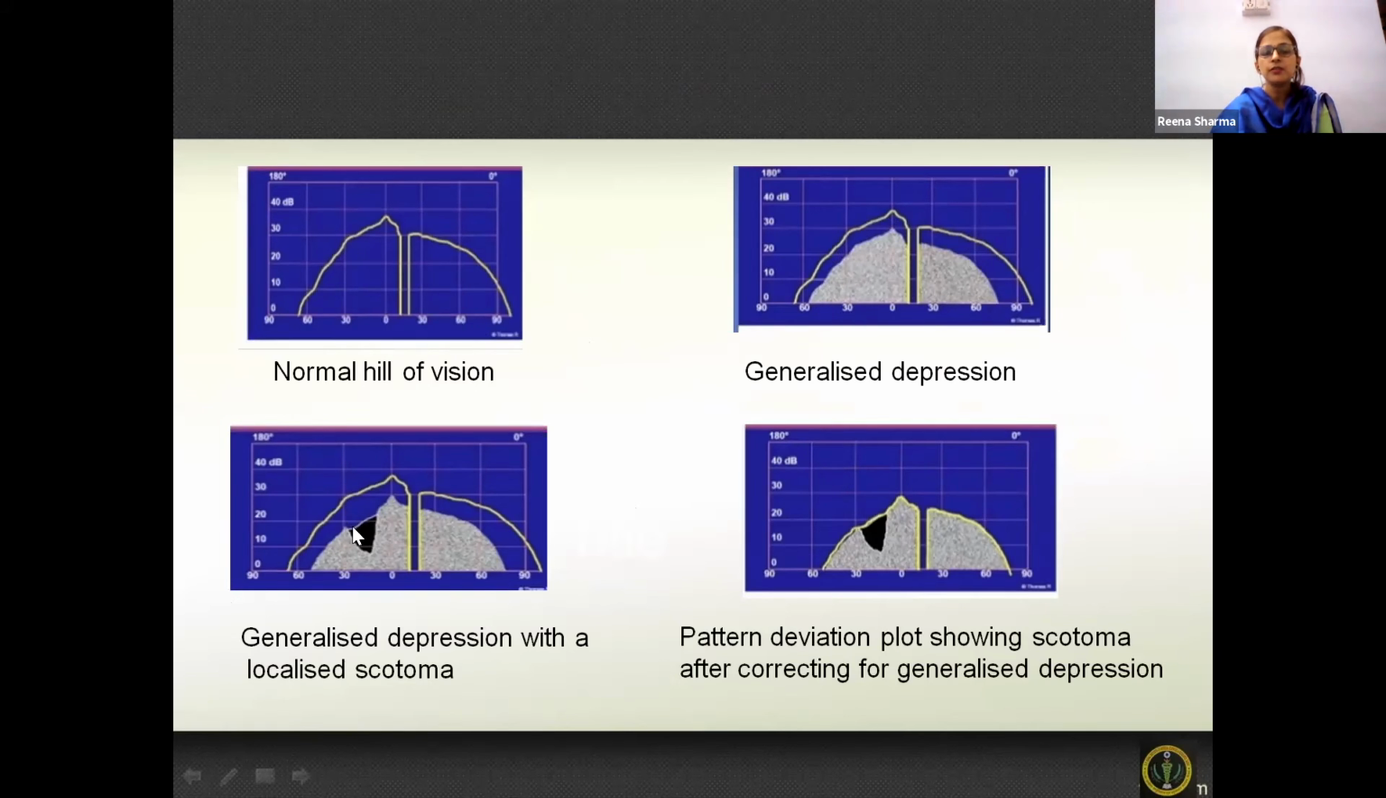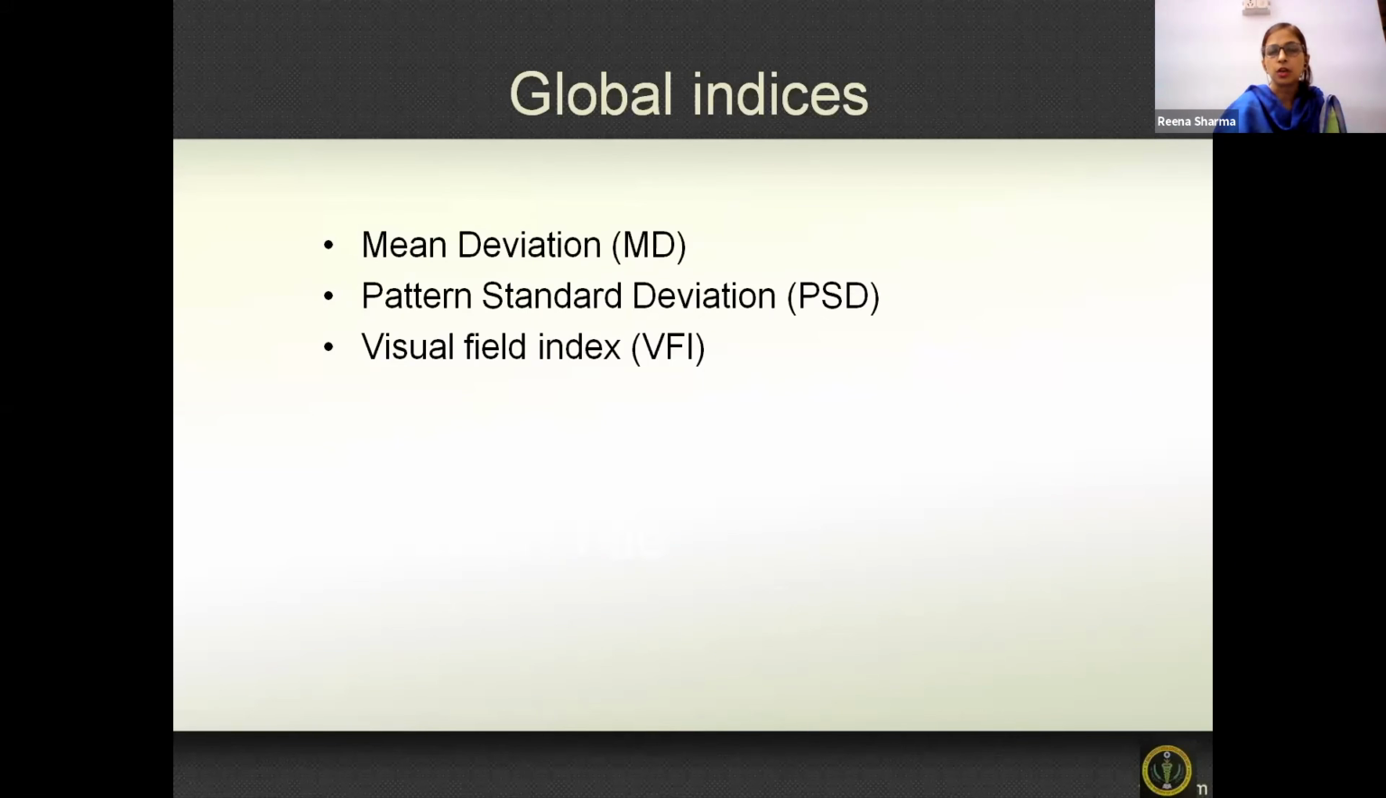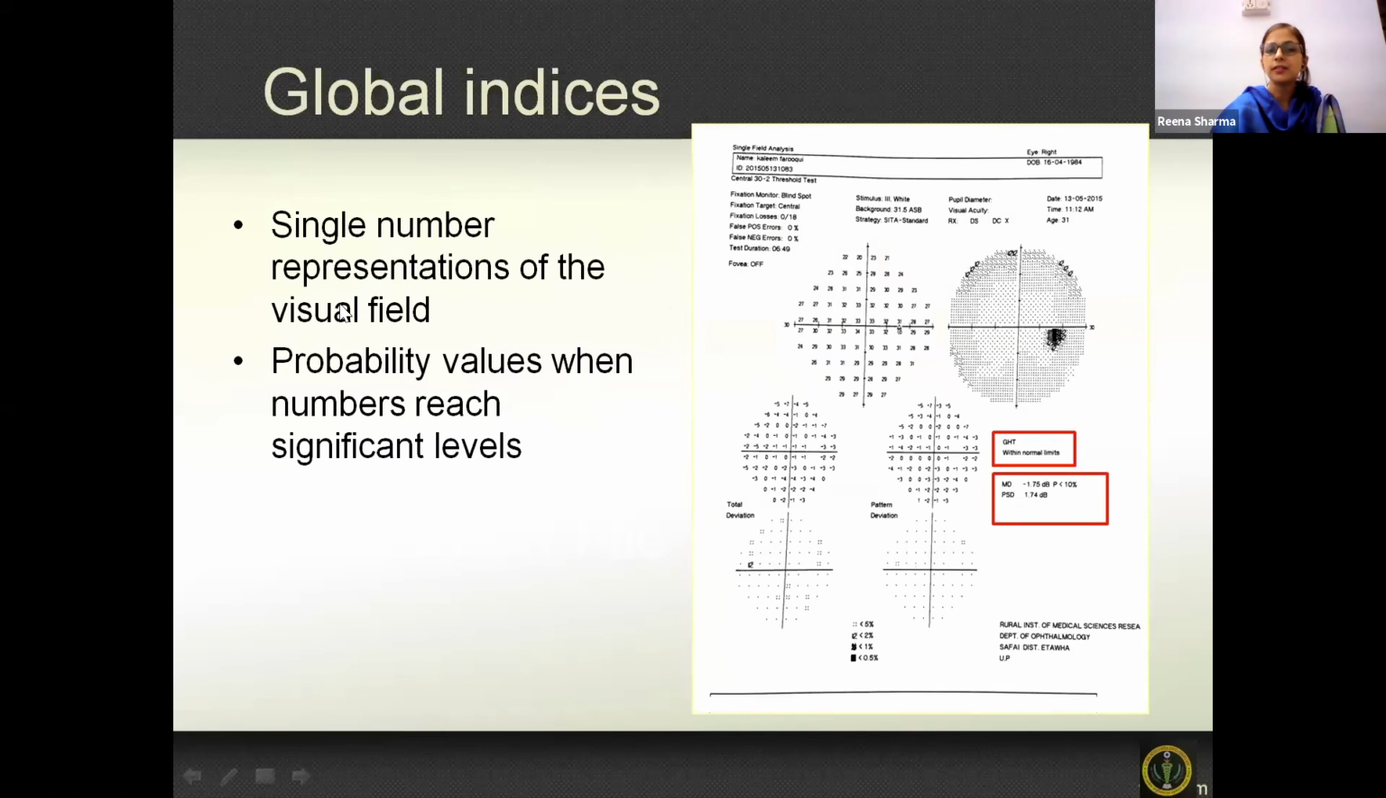And if this generalized depression is combined with, or also has, a localized scotoma, it may be missed if we look at the total deviation plot. But if we remove the effect of the generalized depression from this plot, then we get what is termed the pattern deviation plot, and it is able to show us the localized scotomas. Now, coming to the global indices, they include the mean deviation, pattern standard deviation, and the visual field index. They are basically single number representations of the visual field.